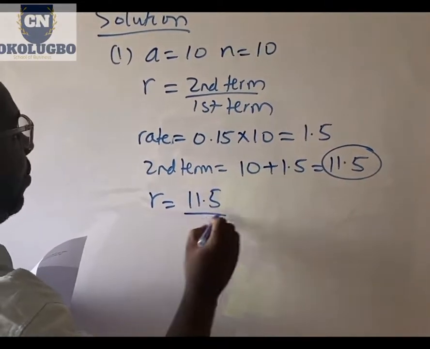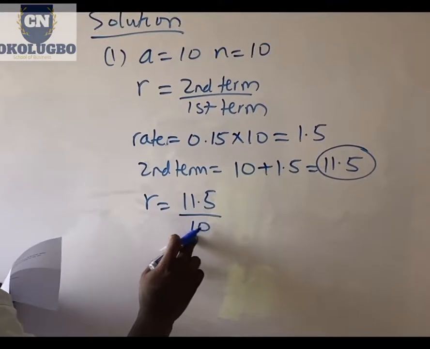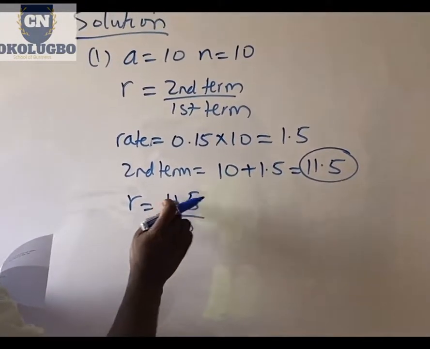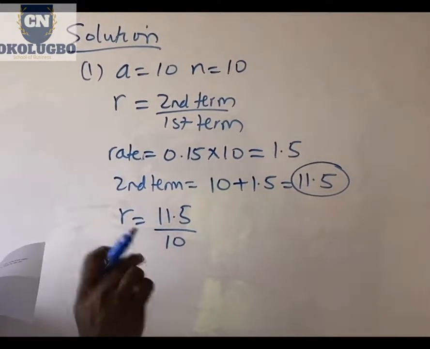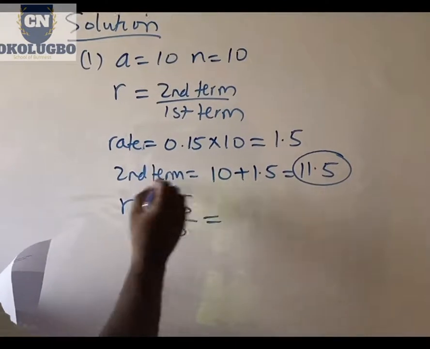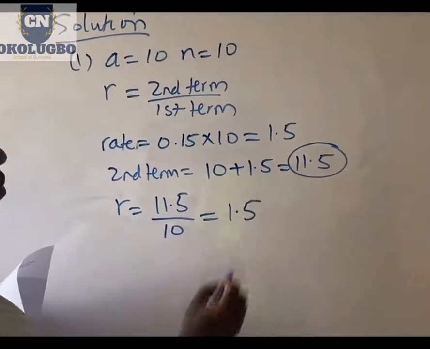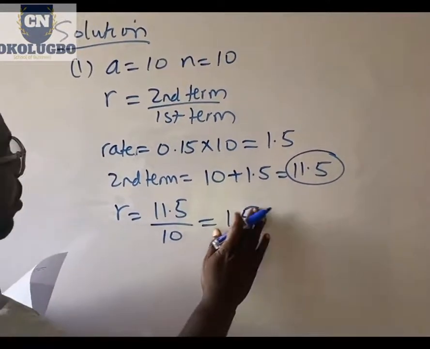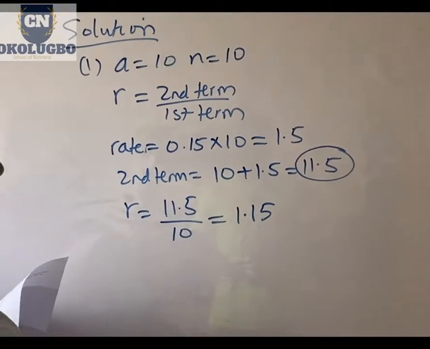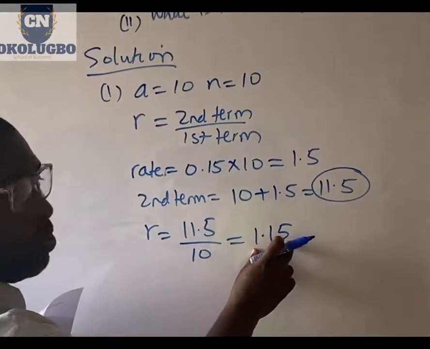So that means our rate will be the second year, 11.5, divided by 10. 10 is the first term, while 11.5 is the second term. If we do this with your calculator, you're going to have 1.15. So this will be 1.15. This will be the rate we are going to be working with.